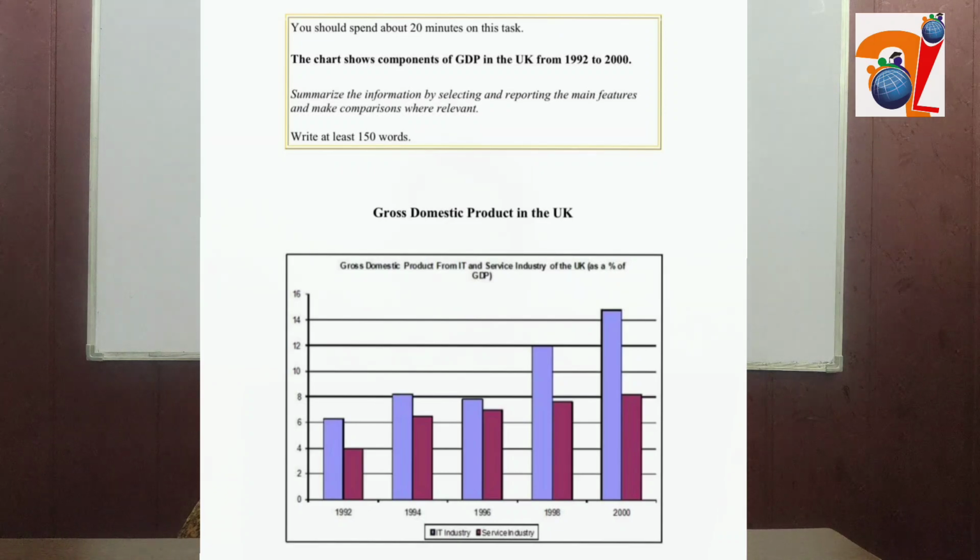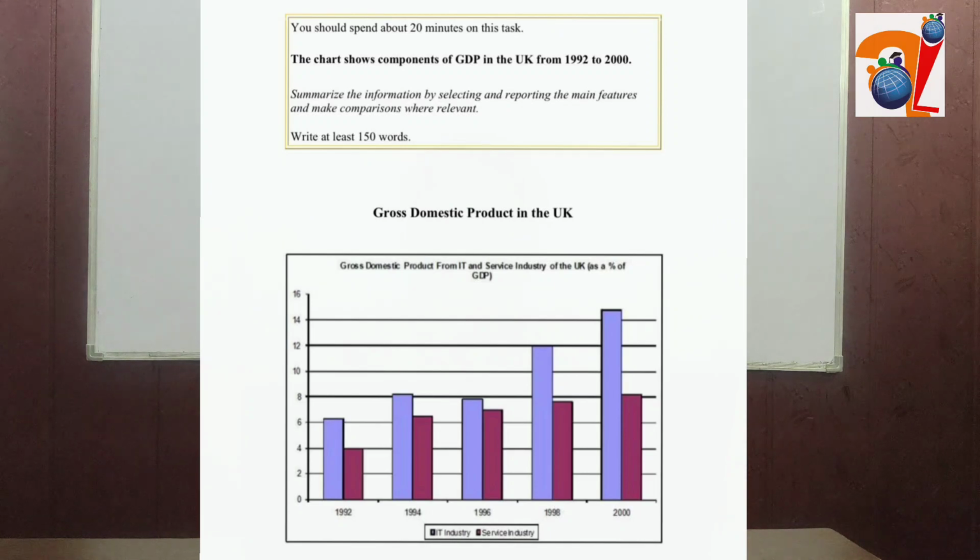Look here, the chart shows, what does it show? Components, like contributing factors of GDP. GDP means gross domestic product. If you do not know the full form, don't worry, it is already given in the graph. In the UK, so where is it given, it is in the UK, and the time duration is from 1992 to 2000. So before starting your writing, we have to analyze what information the graph states.